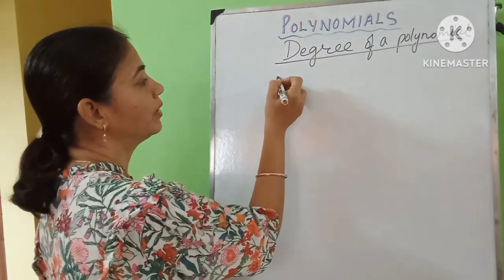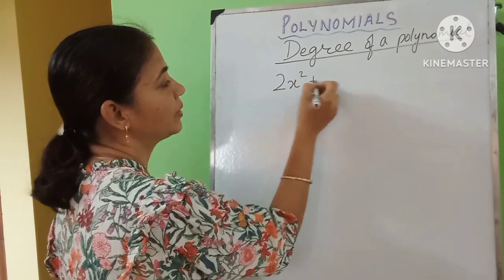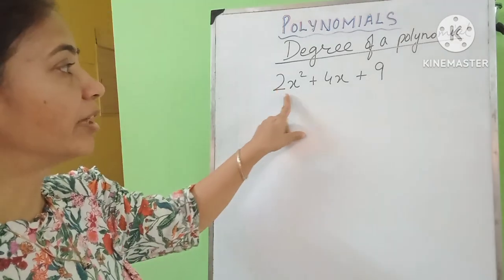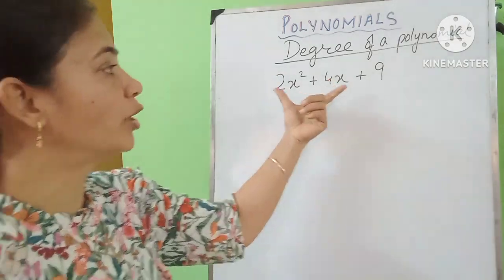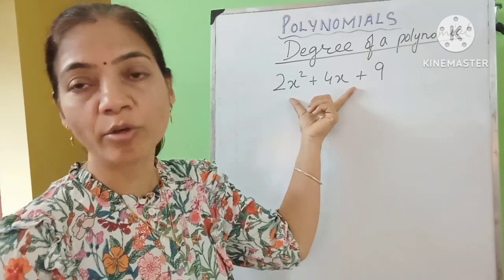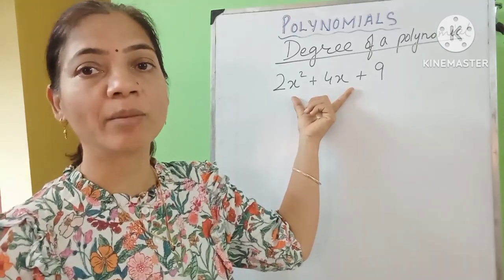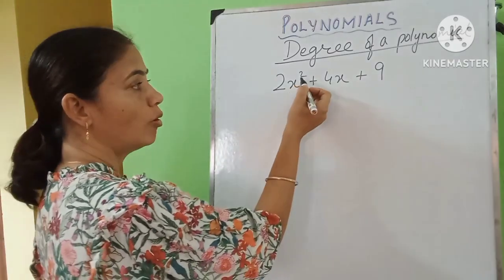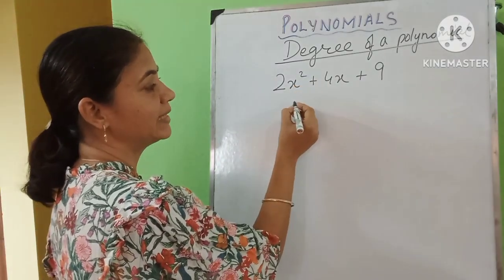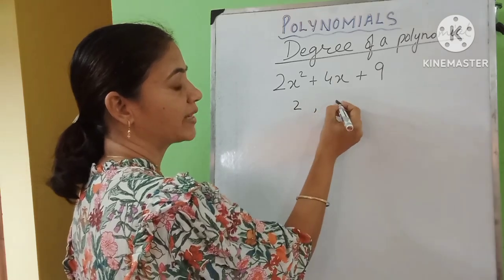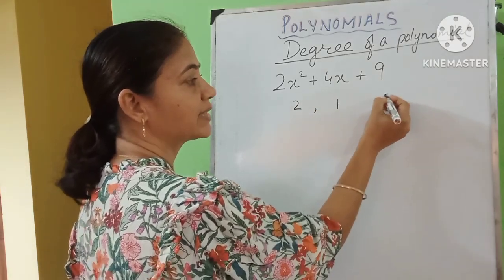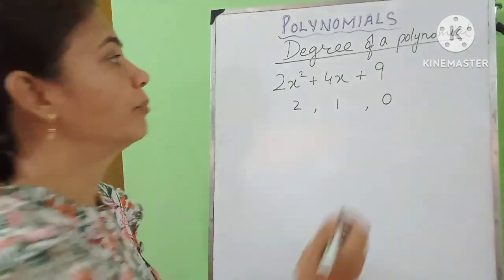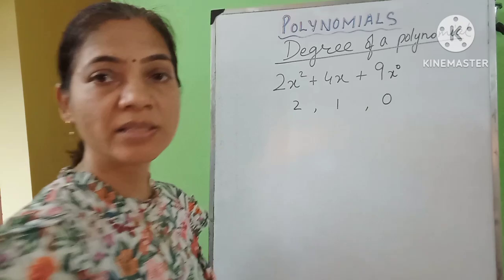Let's take a polynomial, for example 2x square plus 4x plus 9. So over here there are three terms. This polynomial is actually a trinomial. You already know monomial, binomial, trinomial, polynomials. So this is a trinomial. So over here the power of x is 2. Over here the power of x is 1. Over here the power of x is 0. Okay, there are 3 powers of x over here because 9 is nothing but 9 times x raised to the power 0.